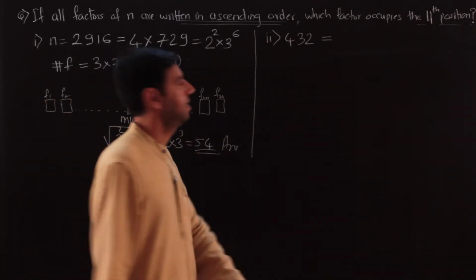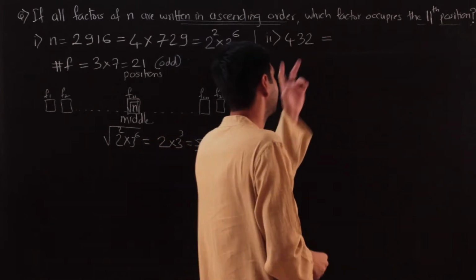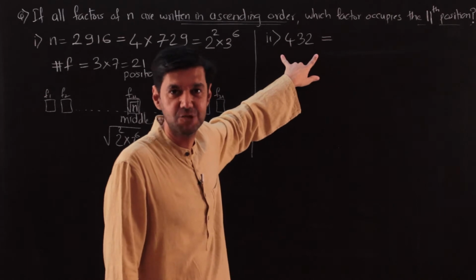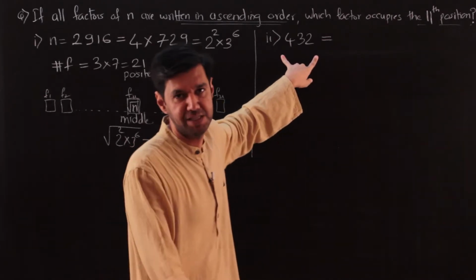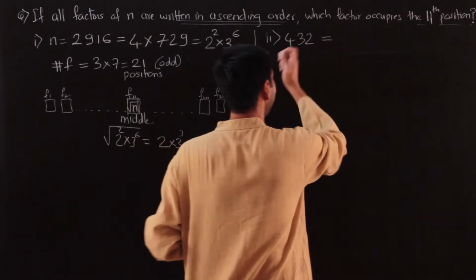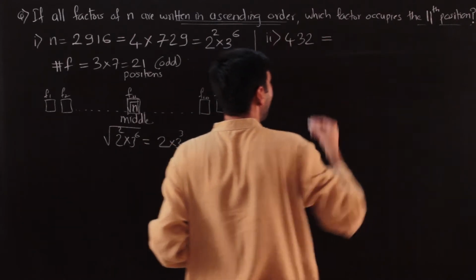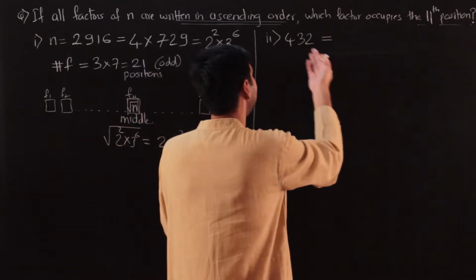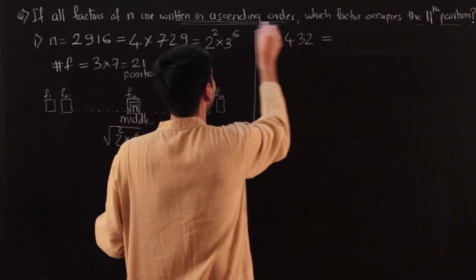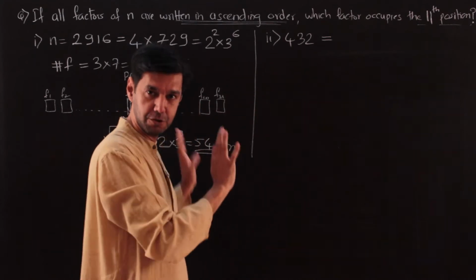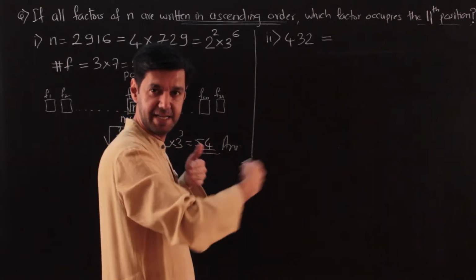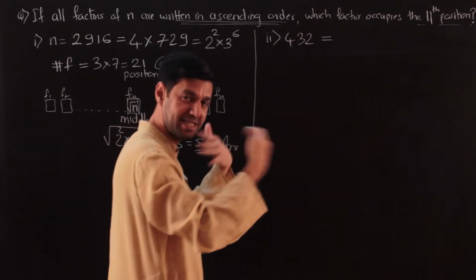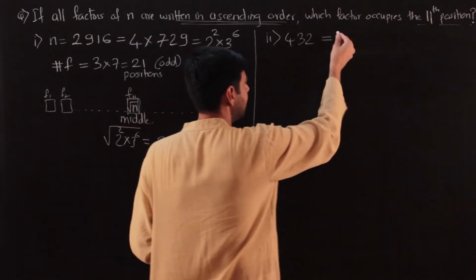How is it for the second one? 432. 432 is a decently small number. We know it's not a perfect square. 400 is 20 squared, 441 is 21 squared. This lies somewhere in between. It's not a perfect square. It comes about because if you have practiced well enough and you know the background of a question, factors written in ascending order, middle, then all these thoughts automatically come. So I'm racing ahead a little before explaining, but let me just do that.